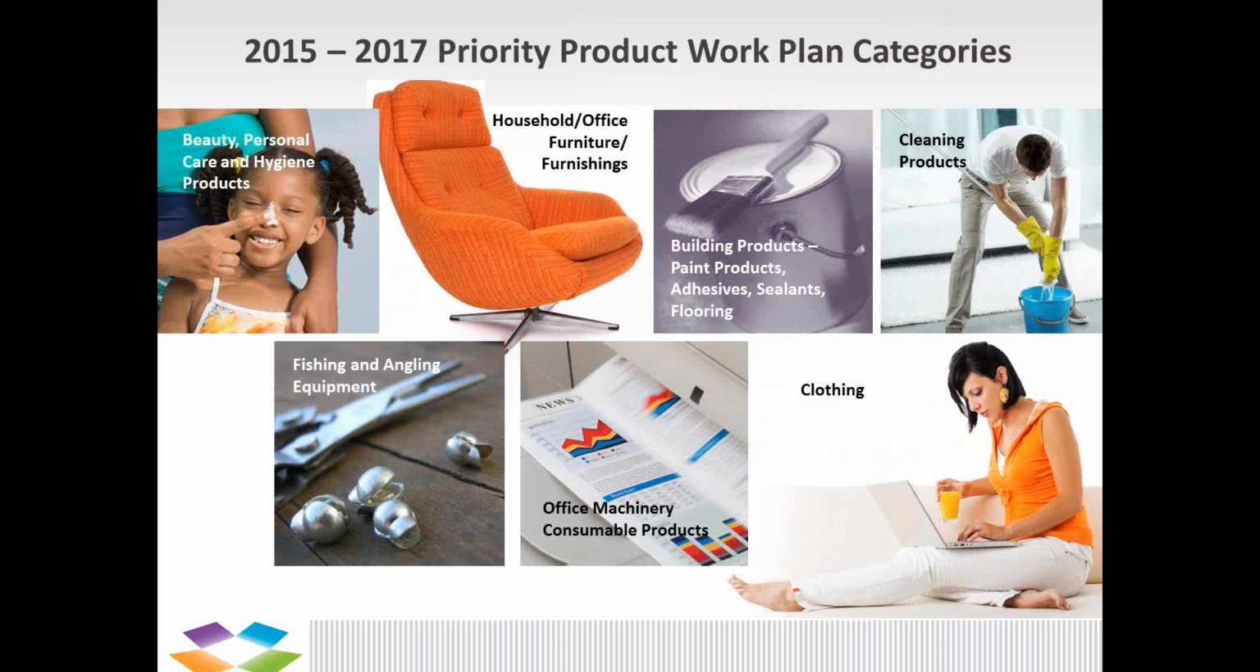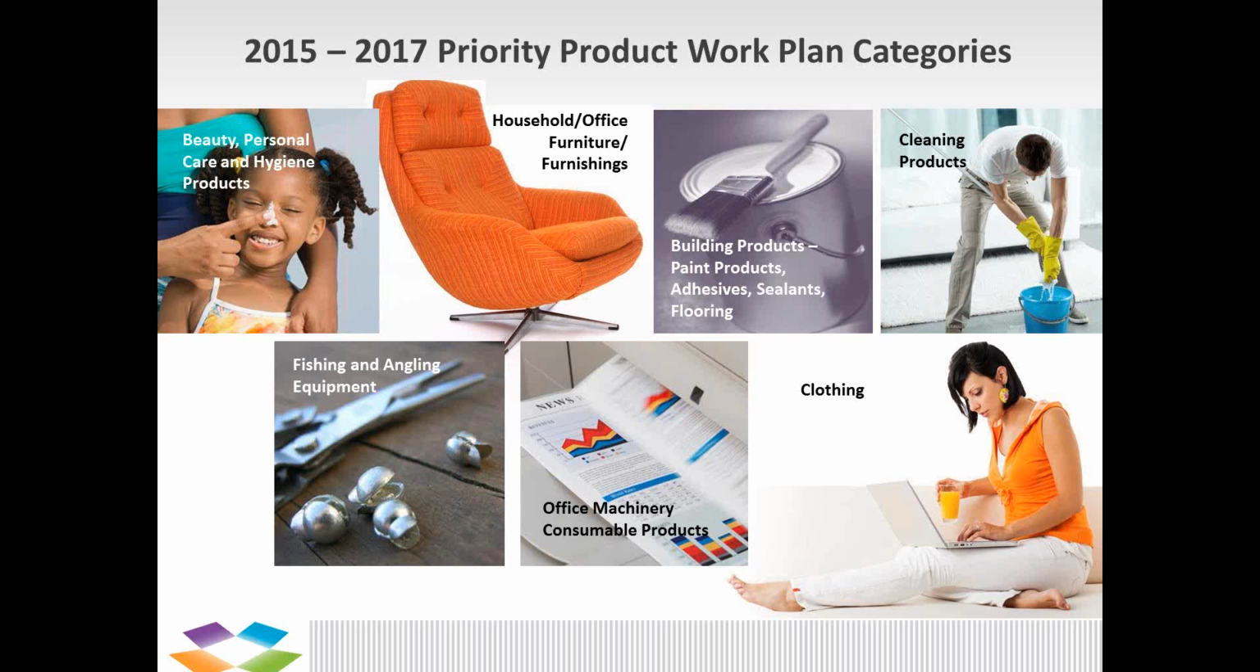The first one is beauty, personal care, and hygiene products. And with some exceptions, all of these categories are looking at all of the chemicals on our list, and I'll highlight the ones that don't. So you can imagine that some of these categories have hundreds, if not thousands, of products which contain potentially hundreds or more of potential candidate chemicals.